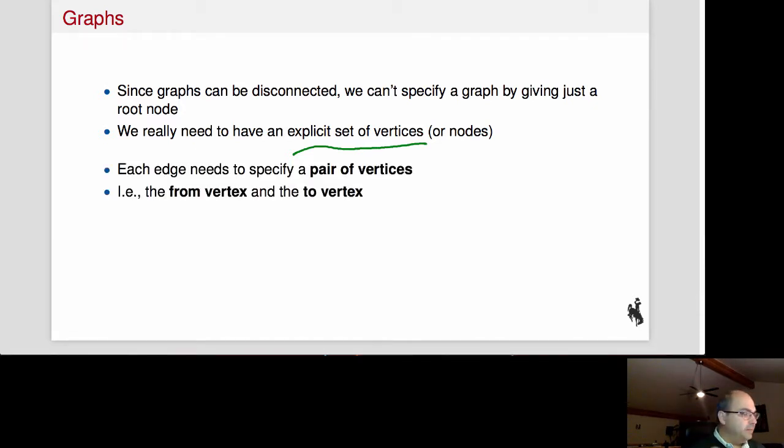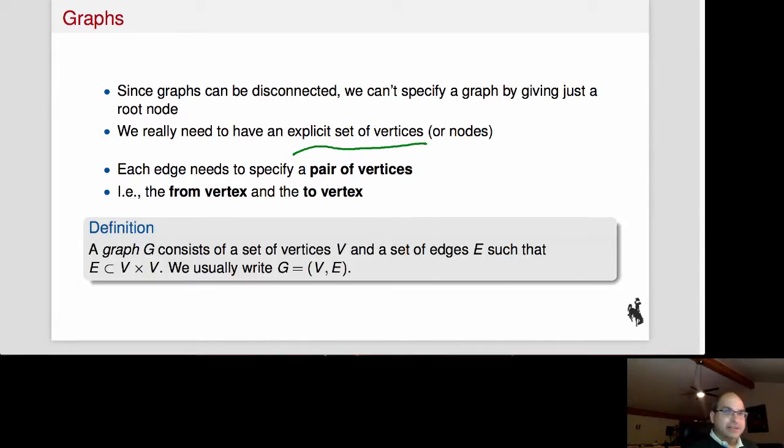And then I need to have the edges. Now, what's an edge? We draw it as an arrow, but really what it has is a from vertex, a from node, and a to node, right? I'm sorry, I said vertices. The edges are composed of a from vertex and a to vertex, or a from node and a to node. So what are they? They're just pairs of nodes, right? That's really what the edges are.